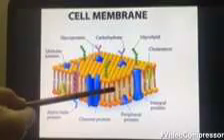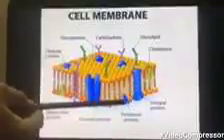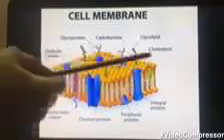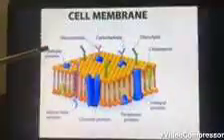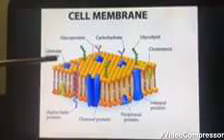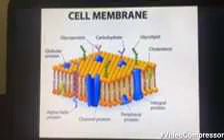There are two kinds of proteins present. These are known as internal proteins, and these are known as peripheral or external proteins. There is a chain of cholesterol present, and apart from that there are various chains which are coming outside the cell membrane. So these are the various components present in the cell membrane.